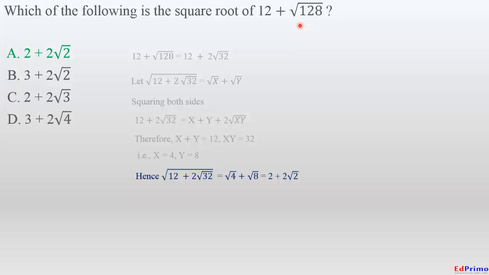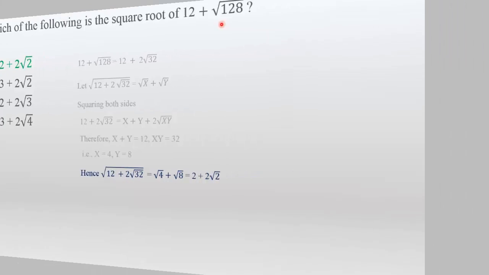Now that's why it is really important to have a look at the answer options before going ahead and solving the problem. Because if we had not looked at the answer options, we might have continued to simplify this to the decimal level, but that is not required in this question.